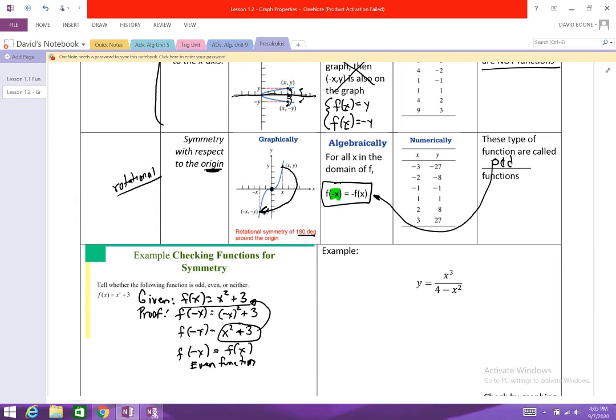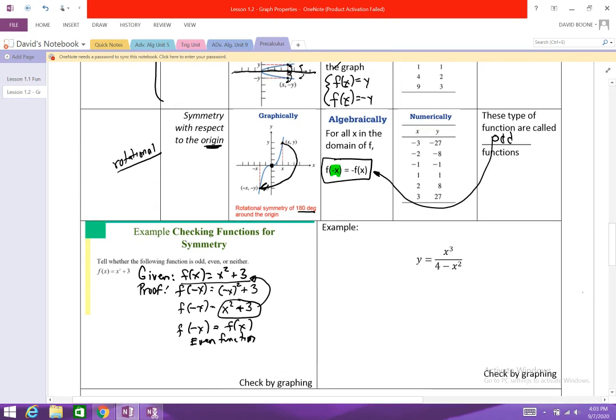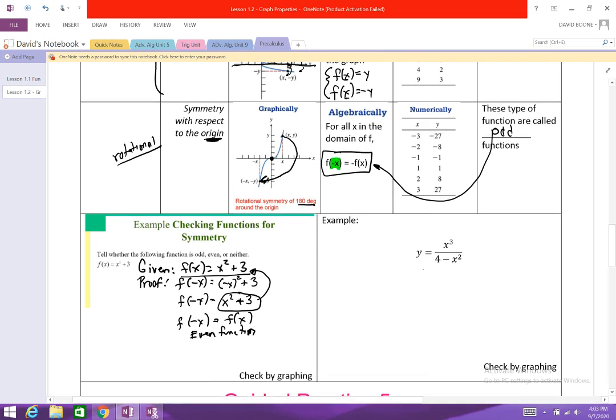Let's give it another try. Let's do another problem. Let's do this one here. Again, I like to start off, just to keep myself organized, and write down what I am given. I'm given that f of x, so you can substitute that for y, is x to the third over 4 minus x squared.